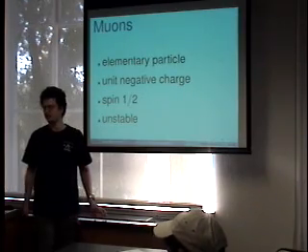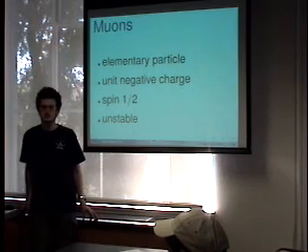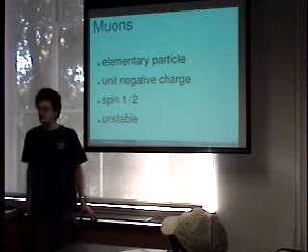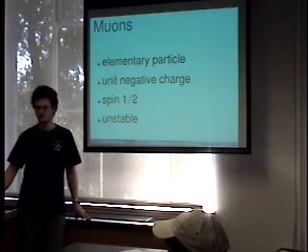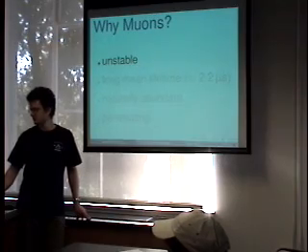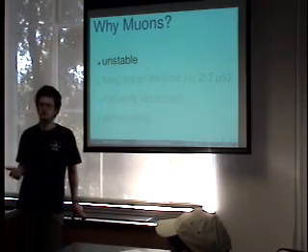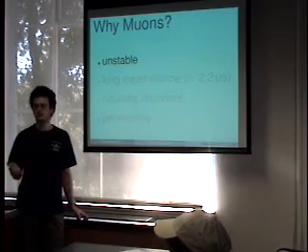So, a little background on muons. Muons are elementary particles. They have unit negative charge, that is the same charge as electrons. They have spin 1/2, and they're unstable. Why are we interested in muons? They're unstable. This means that we can use them as clocks.